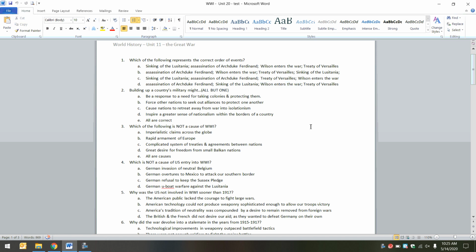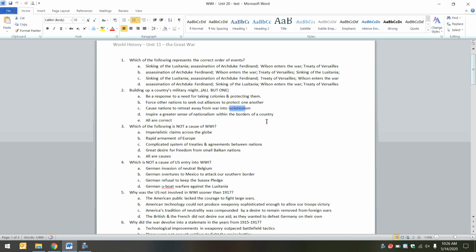All right, number 2, building up a country's military might, all but one. We're looking for the wrong ones. We're taking a bunch of colonies and we want to protect them. That's a cause of militarism. Forcing other nations to become members of alliances to protect each other, true. Causing nations to retreat away from war into isolationism. Now, remember we said all these militaristic countries were more eager to fight. So your correct answer is C.